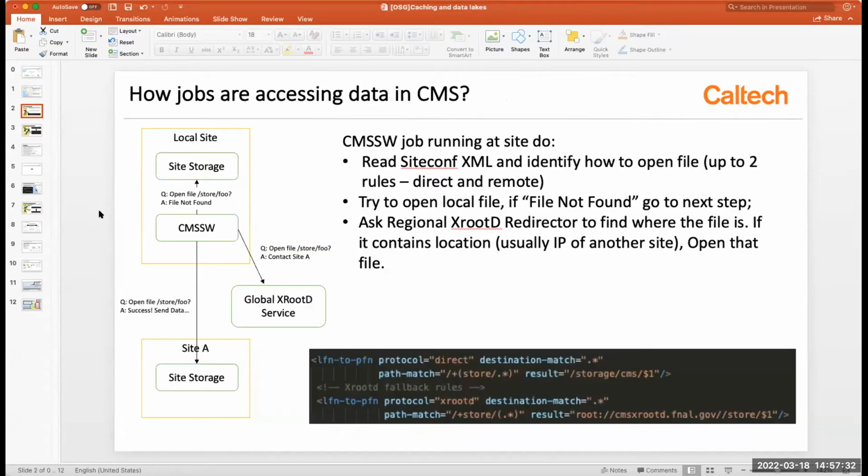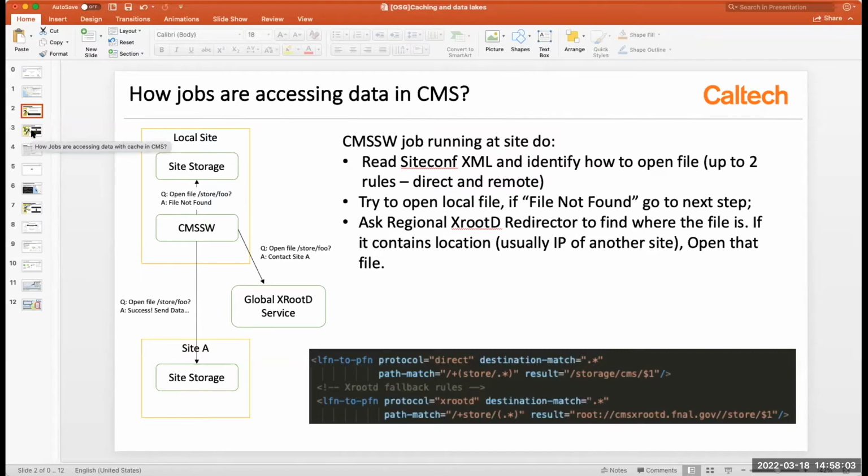So just a small background on how CMS jobs are opening data. Whenever a CMS job lands on a worker node, it reads the site local configuration. In the site local config, we have mainly 2 rules. The first one is usually open the file locally, and the other one is go to the Fermilab redirector. If the local file is not found, it will go to the Fermilab redirector, try to get the location where the data is, and open that file remotely.